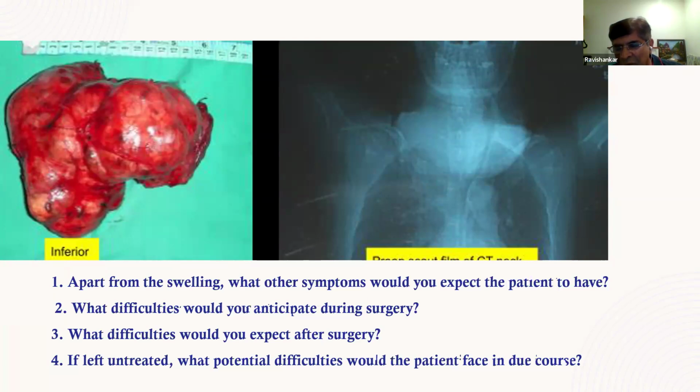This will be both pre-operative and post-operative. Whenever there are scenarios which are post-operative, we can discuss post-operative things also. If there are no further questions, we'll stop here.